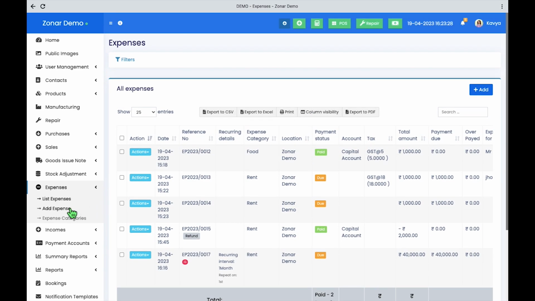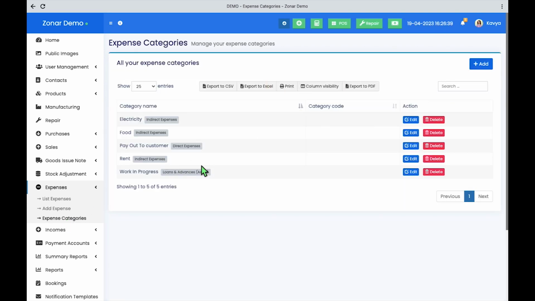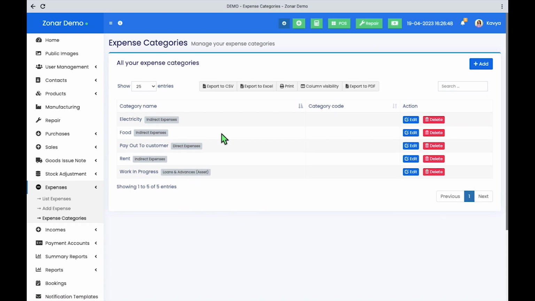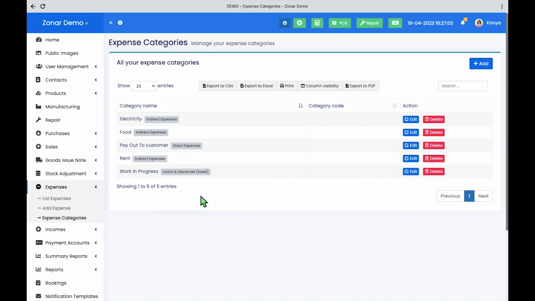We must choose the expense categories for adding a new expense category. As you can see, some categories of expenses have been mentioned. Expense categories help to organize and classify expenses in a meaningful way. By assigning expenses to specific categories, companies can gain better visibility into their spending patterns and identify areas where they may be overspending or where cost savings can be achieved.